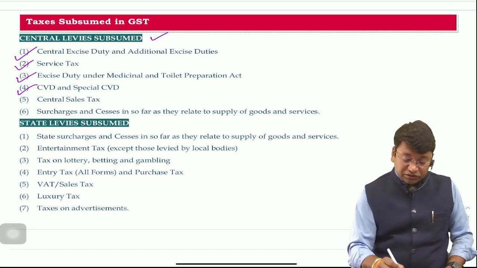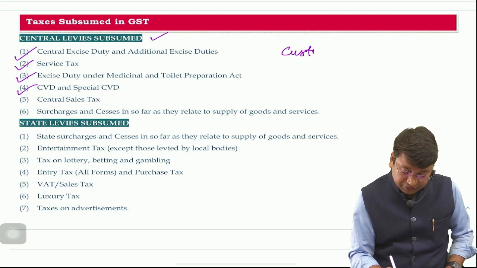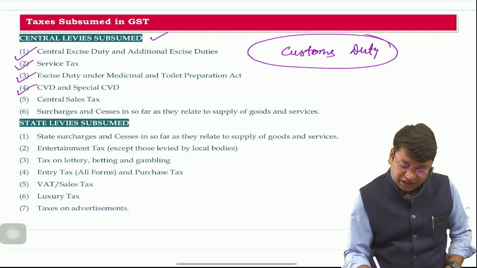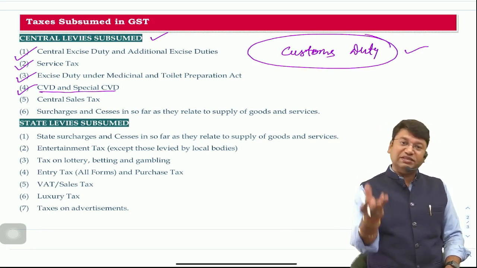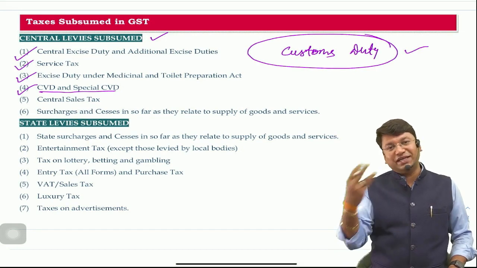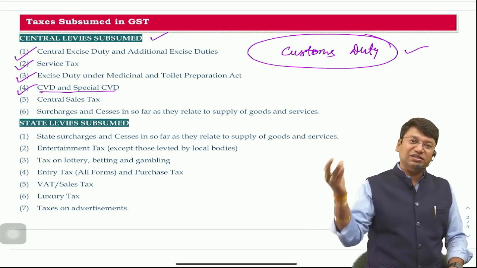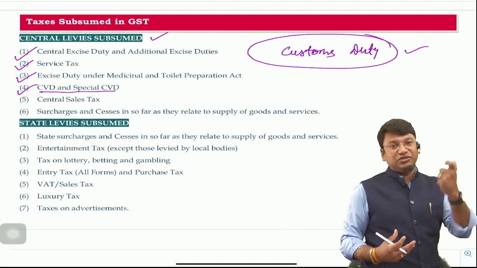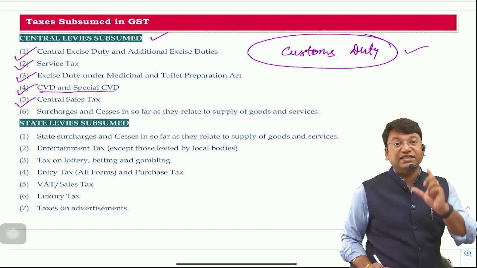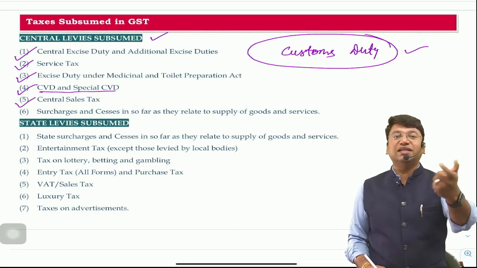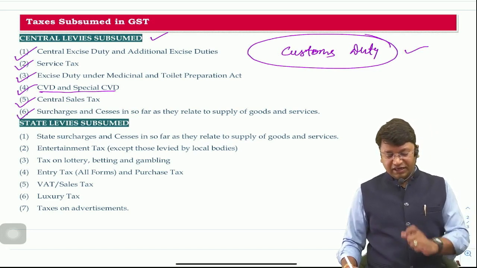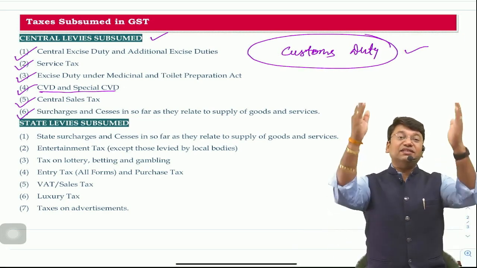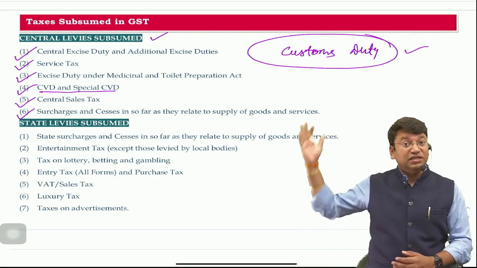Customs duty is not subsumed. I repeat, customs duty is still charged, it is not subsumed. These additional customs duties, which are called countervailing duties, are subsumed because these were equivalent to excise and VAT, and excise and VAT got subsumed in GST. So these also got subsumed in GST. Then CST, Central Sales Tax, which was levied on interstate sale of goods. Then surcharges and cesses insofar as they relate to supply of goods and services. These are the central taxes which got subsumed in GST.